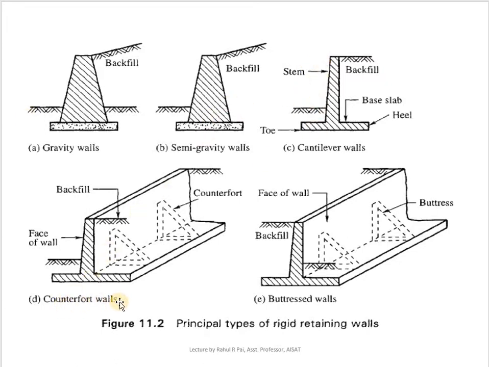Then comes the counterfort walls. In counterfort walls, you have counterforts like this. You support this portion, and when you have a huge length of wall, then this is actually a modified version of counterfort wall. You construct these counterforts. Similarly, buttress walls, both the purpose are same. Whenever you construct a long cantilever wall, definitely you will provide either the counterforts or you provide these buttresses. So these are the various types of rigid retaining walls.